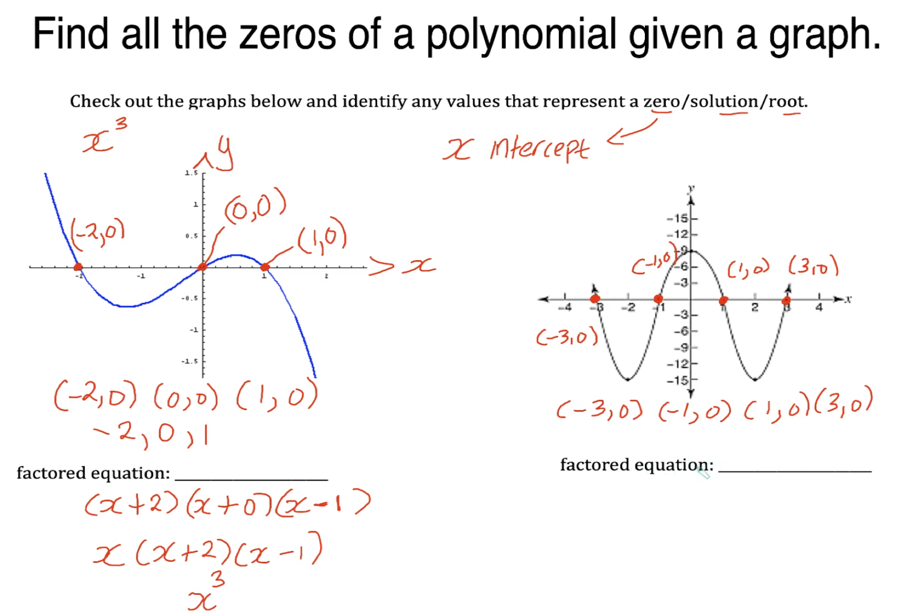Now, if I have to write the factored equation, since I have 4 zeros, I'm going to have 4 parentheses. 1, 2, 3, and 4. Each of them will have an x. So let's put those in. And remember, when you're going to put in the value, you use the opposite. This is (x + 3), (x + 1), (x - 1), (x - 3). And you have the factored equation. Again, because you have 4 zeros, this function is an x to the 4th.